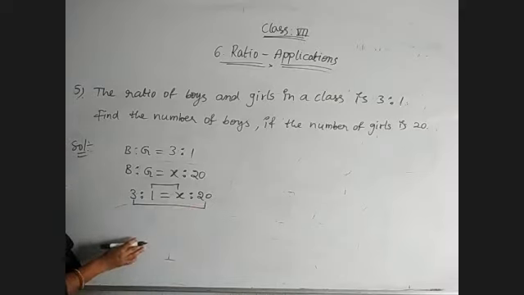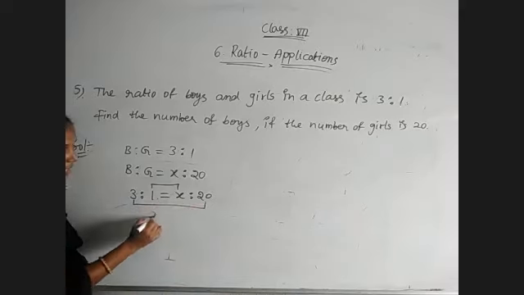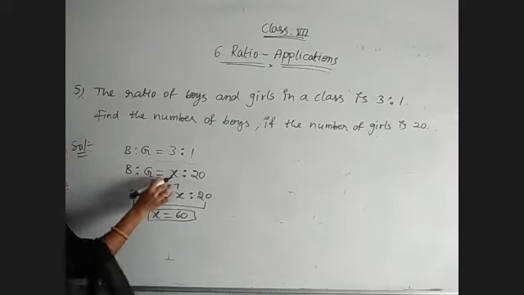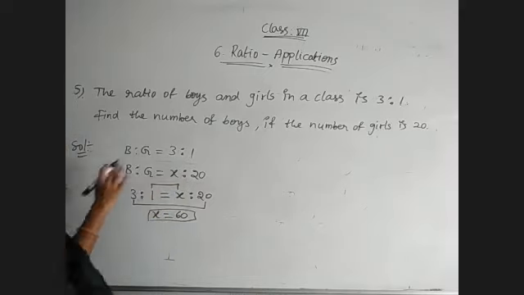Product of means is equal to product of extremes, so 1 into x is equal to 3 into 20, which is 60. So the number of boys is equal to 60. 60 is to 20, we will get 3 is to 1. Okay.